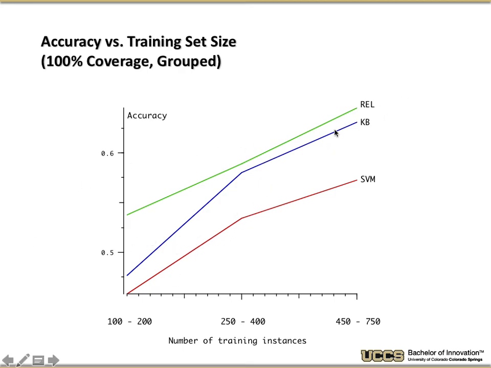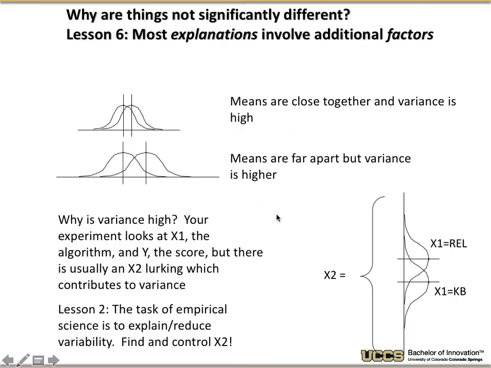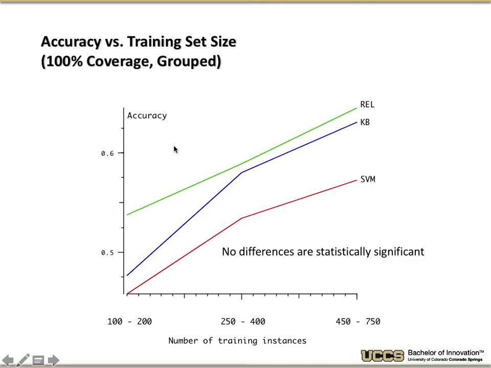So anyhow, looking at this, although it fits this pattern, that if I look at it this way it's statistically significant, it's not actually significant given the variation I have along that line. So if I don't know the different size of the inputs, it's hard to draw a significance. So why are they not statistically significant? Well, most explanations involve additional factors. If the means are close together, the variance is high. So this comes back to looking at how I separate those means. So why is the variance high? Why is there so much variation?